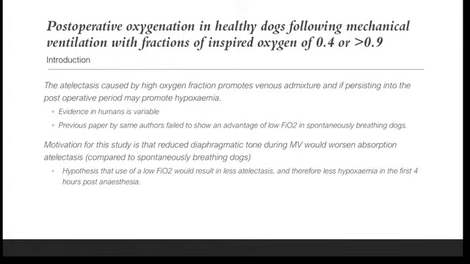So the motivation for this study compared to the first one is that when you use mechanical ventilation, the diaphragm becomes redundant, and therefore there is no muscular tone in it. And this may worsen atelectasis during anaesthesia. If the dogs are breathing spontaneously, then the diaphragm maintains its tone, and this functional residual capacity that we spoke about earlier is higher, and may decrease the amount of atelectasis.